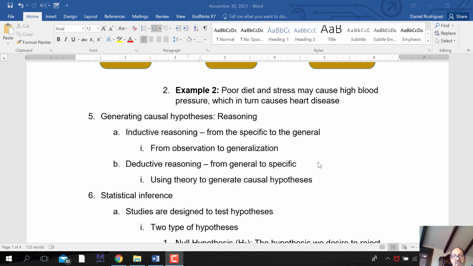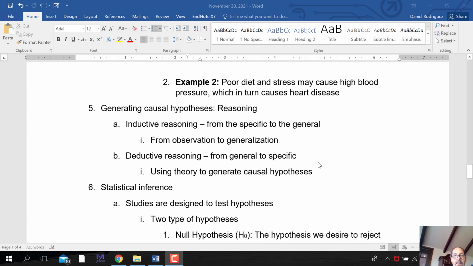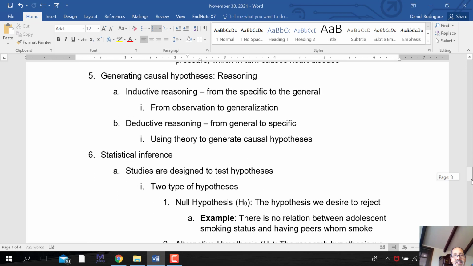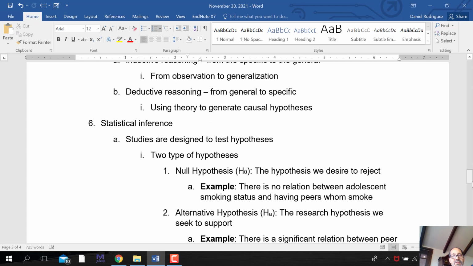Deductive reasoning is going from general to specific. Most of what you read in the literature is based on deductive reasoning. Individuals start with a theory that they like and use that theory to generate these interesting causal hypotheses. I'm sure you do it all the time. I hope you do it. You read something interesting and then want to make a nice hypothesis out of it.